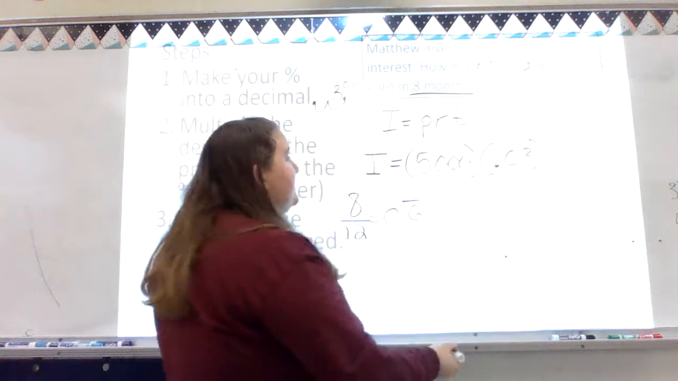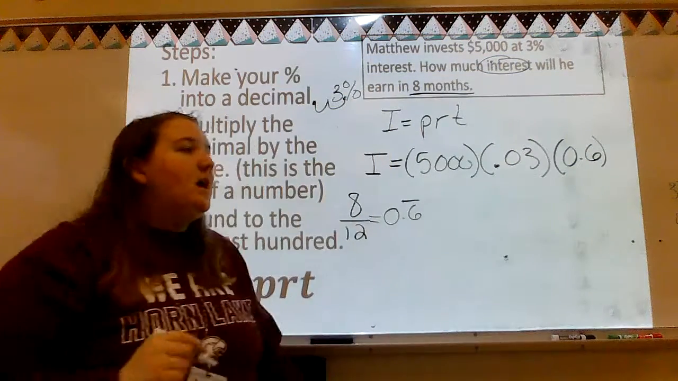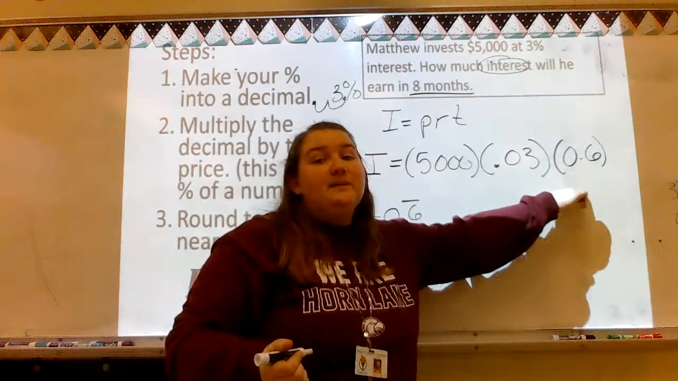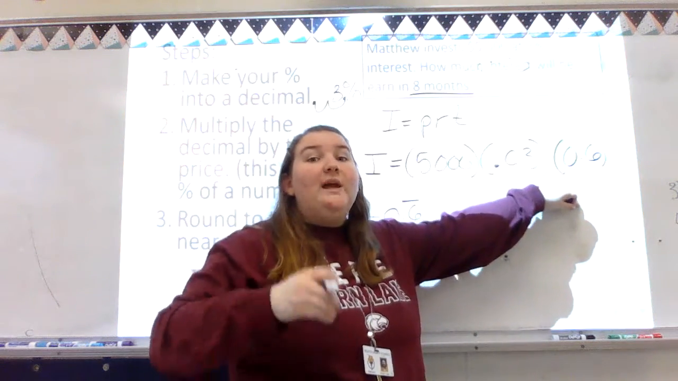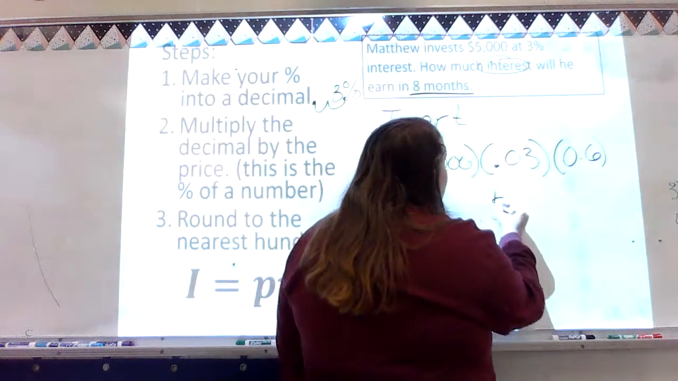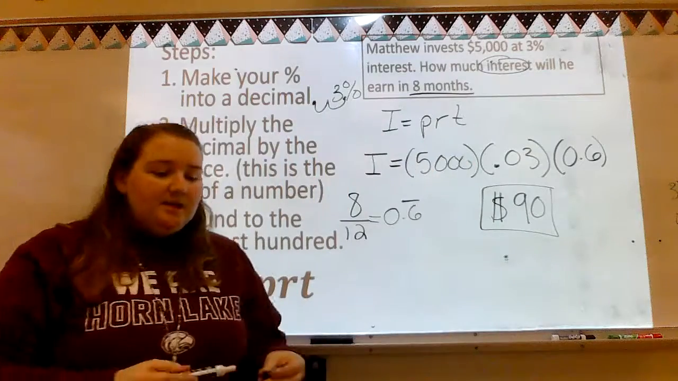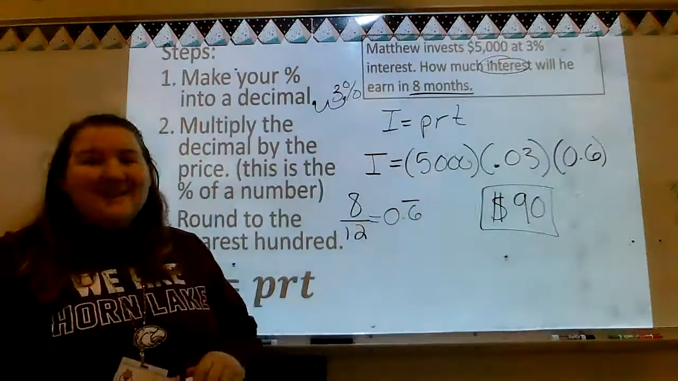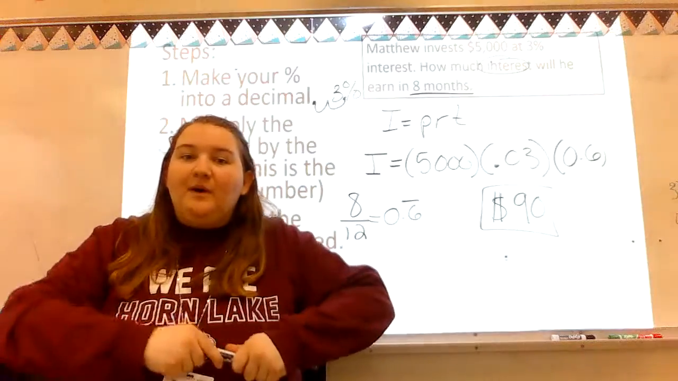So I take 0.6 and I put it in my problem, okay? So interest is the price times the rate times the time. So technically the money sat in a bank account for 0.6 of a year, okay? So when we multiply all these out, we get around $90, okay? So he left his money in a bank or in an investment for 8 months at 3% and he made $90. Okay, please let me know if you have any questions and I hope this helped.